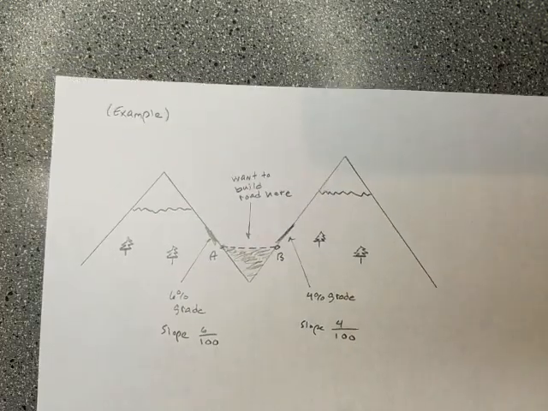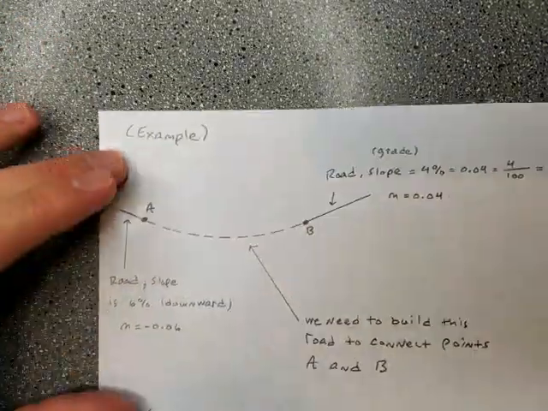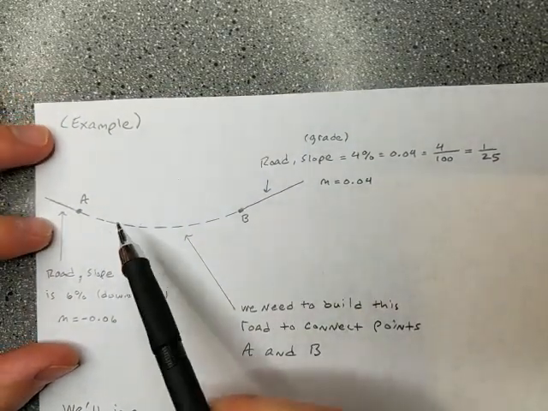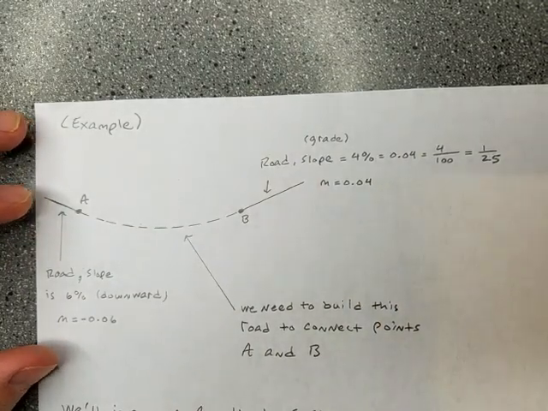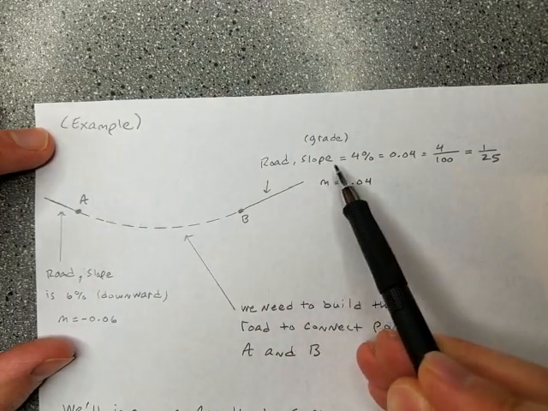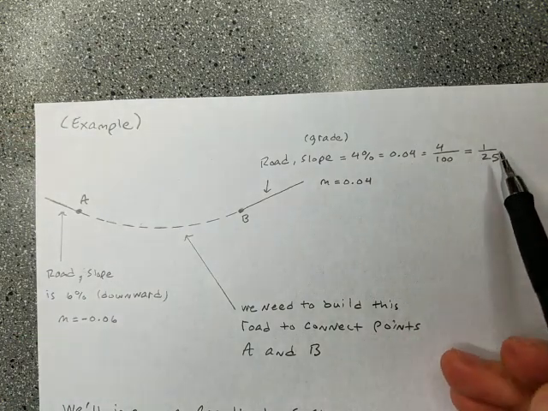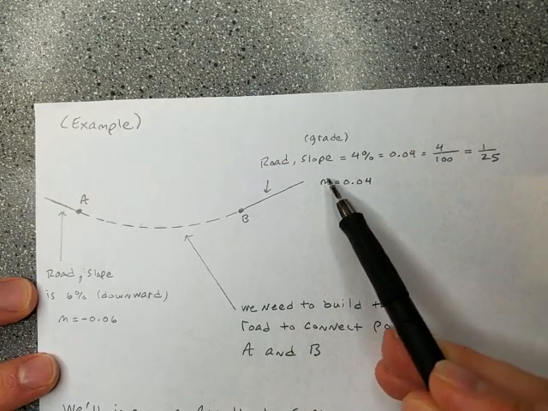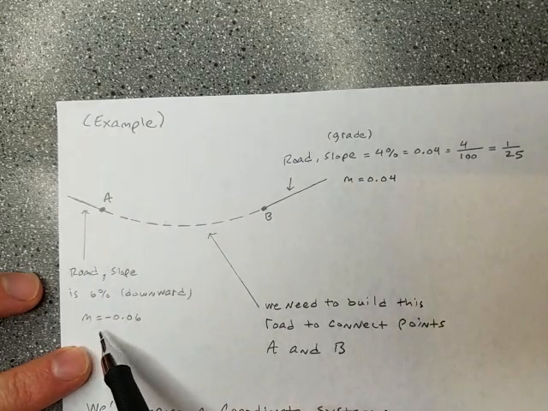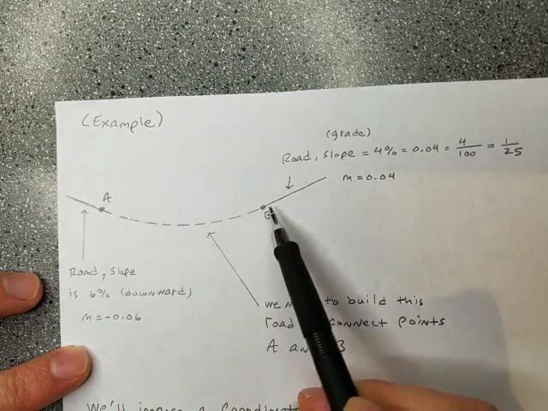Now, in order to do some math for this one, I need to make a more detailed picture. Here it is without the mountains drawn. We want to build a road to connect point A to point B. This is the road on that one side of the mountain, having a 4% grade, meaning the slope is 0.04, 4 over 100, 1 over 25, whatever you want. I'll just say m is 0.04. And over here the grade is 6%, so I'll say m is negative 0.06. It's going downward, it's falling, whereas this one's rising.